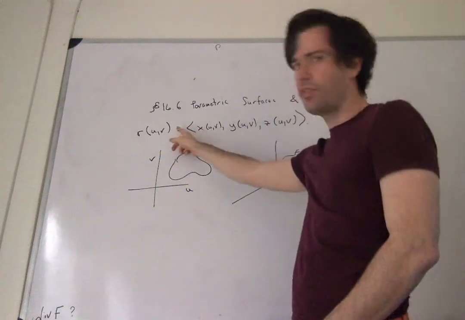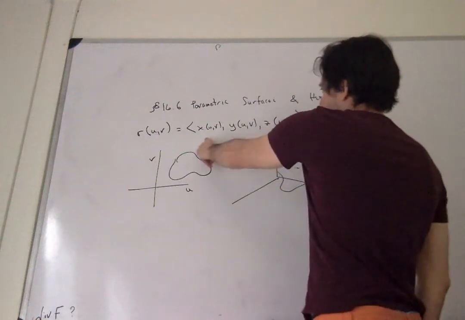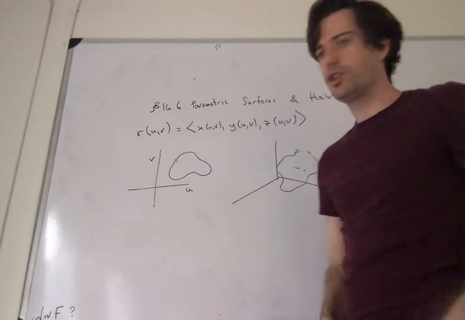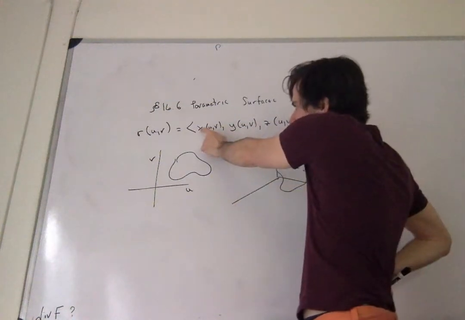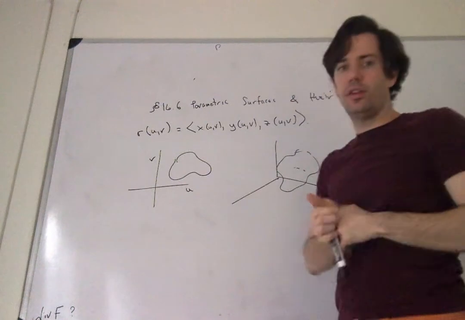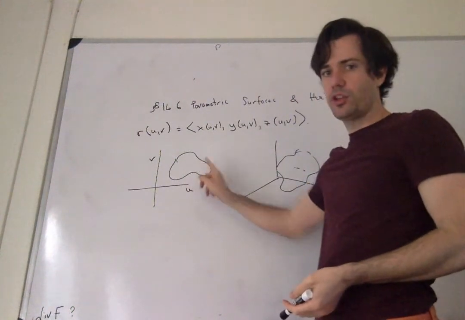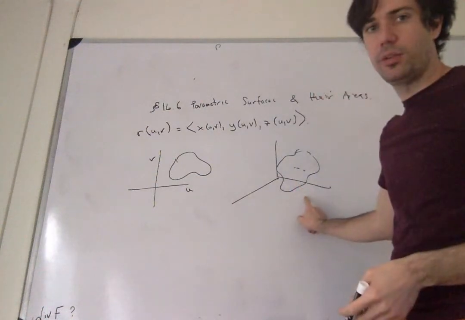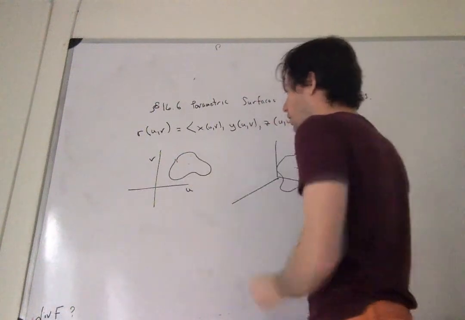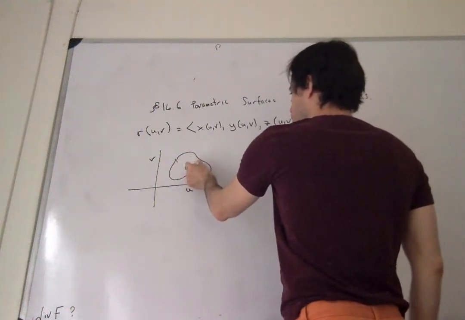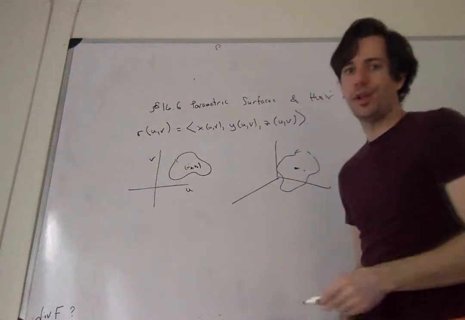In any case, we have this general formula which takes a pair u, v and produces a vector in the three-dimensional world. So it's going to consist of x, y, and z coordinates, and each of those is a function of u and v. So you go from this two-dimensional thing to this three-dimensional blob. If I give you a point u0, v0, this is going to give me some point in the blob.